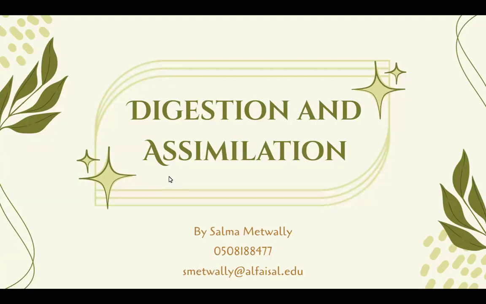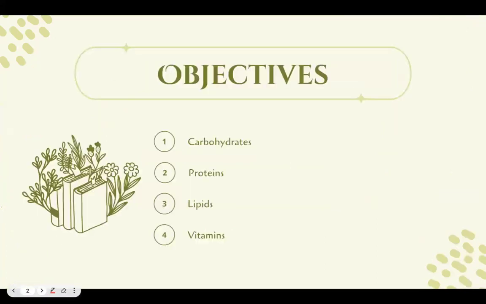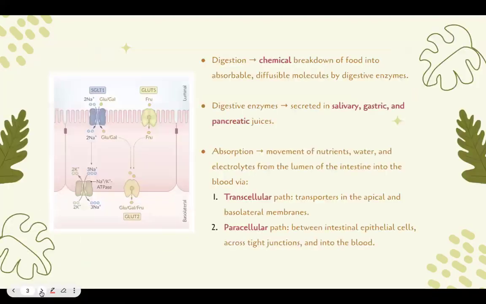I'm a second-year medical student, and today I'll be explaining to you this lecture on digestion and assimilation. Okay, let's get started. So, in this lecture, we will talk about the digestion and absorption of four main things: carbohydrates, proteins, lipids, and at the end, some vitamins. Okay, but before we start with these, we will go over some general concepts that we should keep in mind throughout the lecture. Okay? So first thing, let's define absorption and digestion.